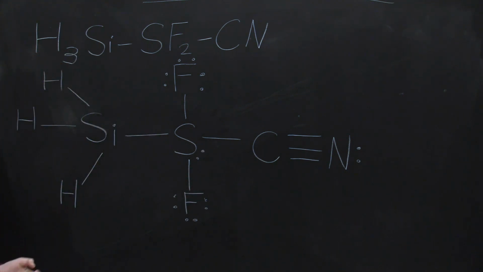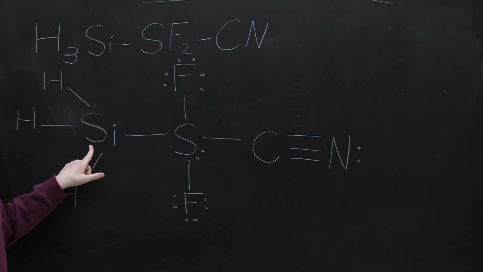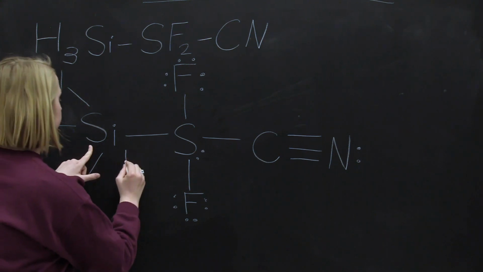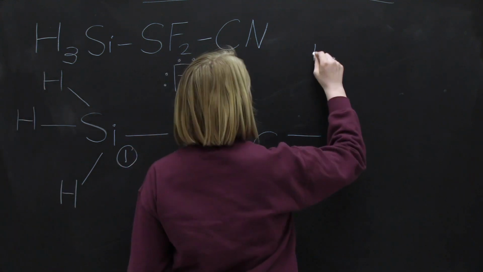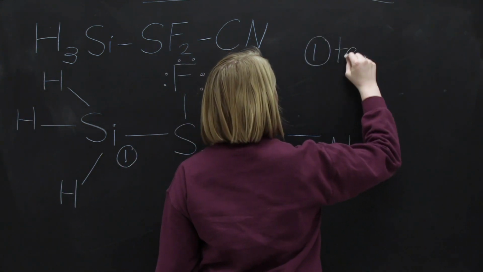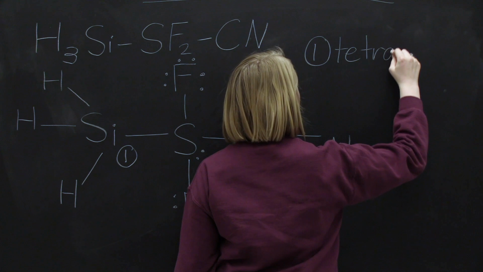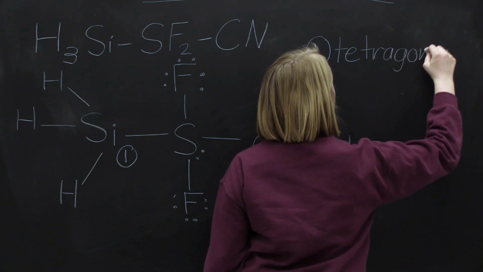And this will allow us to identify the geometry at each atom in the backbone. So this silicon atom here has 4 bonding domains, and all of them are bonded to another atom. So we know that this is going to be a tetrahedral geometry.